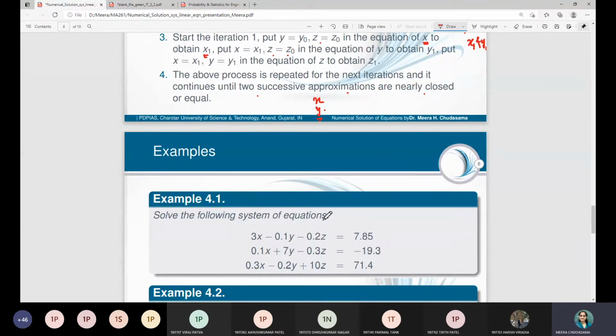Solve the following system of equations in which we are now given coefficients as fractional or real entries, which we can also consider. So the first one is 3x minus 0.1y minus 0.2z is equal to 7.85, 0.1x plus 7y, I am just verifying these entries, 0.3x minus 0.2y plus 10z is equal to 71.4. Okay, so let us start with this one.